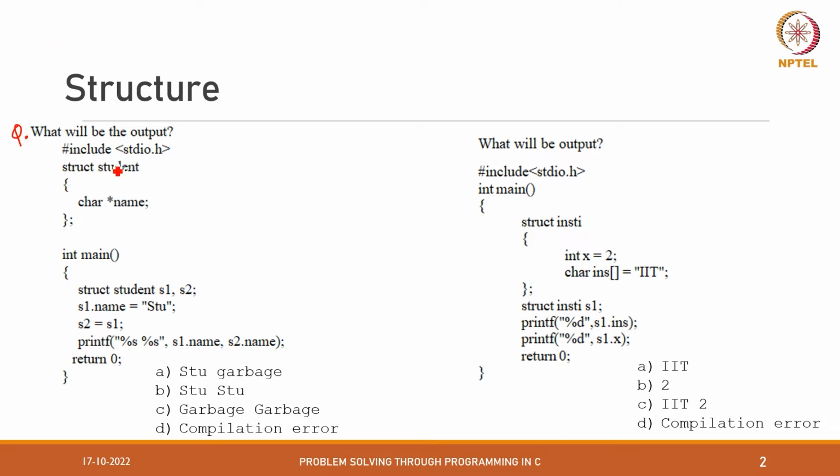The first question: we have a structure defined as struct student, and it contains a character pointer called name. Then in int main, we have defined two structures of type struct student, and we have written s1.name equal to "stu", and then we are assigning structure s1 to structure s2. We are trying to print s1.name and s2.name. Both of them are strings, as you can see, and you can define a string as a character pointer as well. So what exactly will be the output from this printf statement?